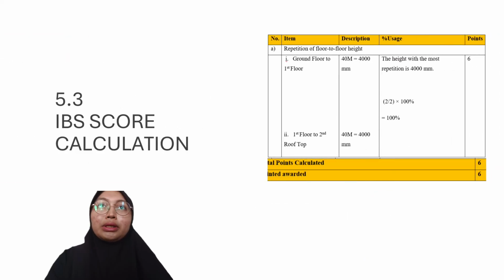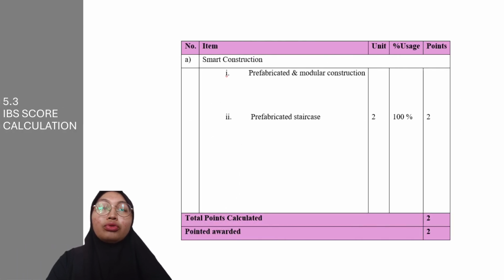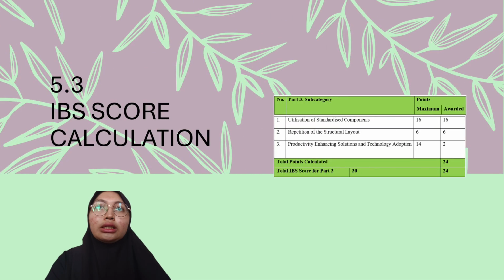The second is repetition of layout. The floor-to-floor height is 4000 millimeters for both levels, which means 100% repetition. This gives the full 6 points. Third is productivity enhanced solution. I use prefabricated and modular construction and prefabricated staircase. This gives 2 points out of possible 14. So part 3 equals 20 plus 2 plus 2, which is 24 points.